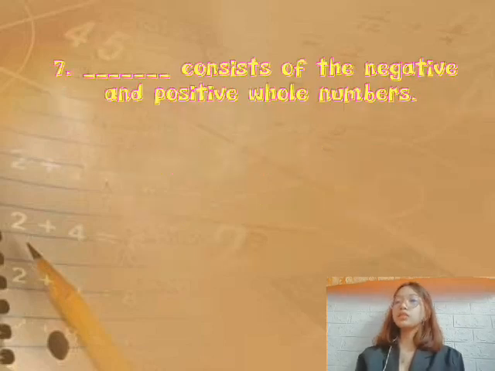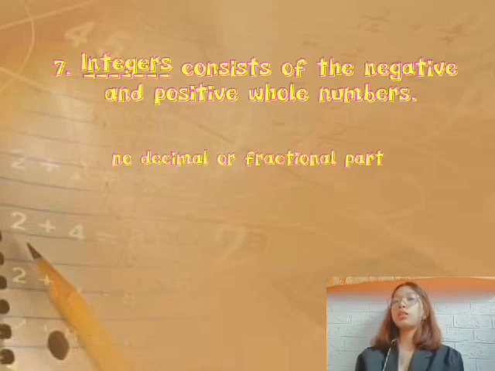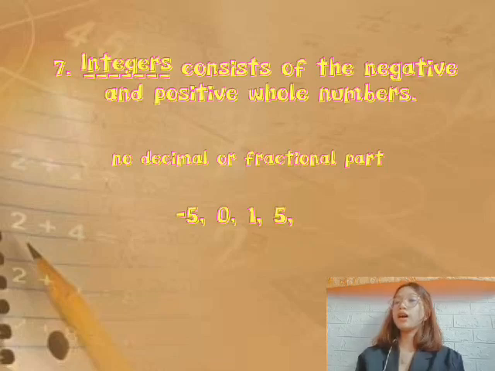Next, blanks consist of the negative and positive whole numbers. The answer is integers. An integer is a number with no decimal or fractional part from the set of negative and positive numbers, including 0. Examples of integers are negative 5, 0, 1, 5.